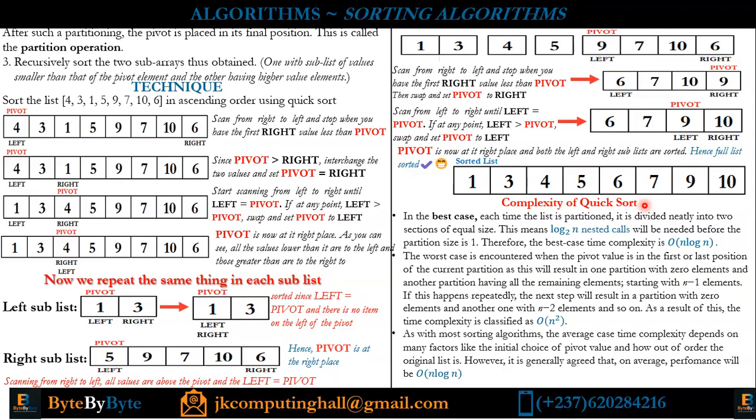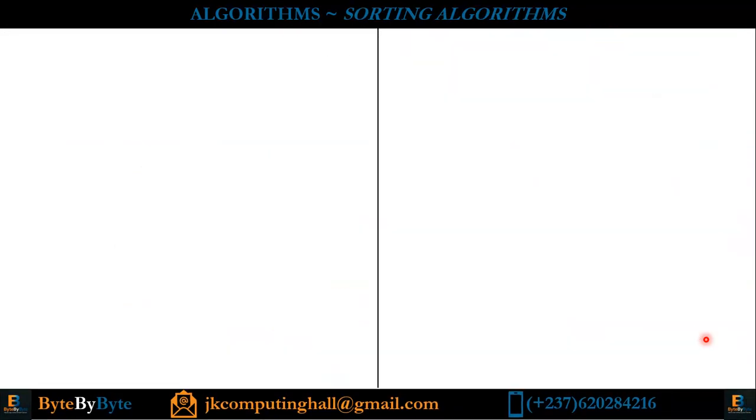Correct. Now, as with most sorting algorithms, the average case time complexity depends on many factors, like the initial choice of pivot value and how out of order the original list is. However, it is generally agreed that on average, performance will be O(n log n). Since we always base ourselves on the worst case, the complexity of the quicksort is O(n²). But take note, dear students, if in a paper 1 you are being asked the best case or the average case, it is O(n log n), but in general its complexity is O(n²).